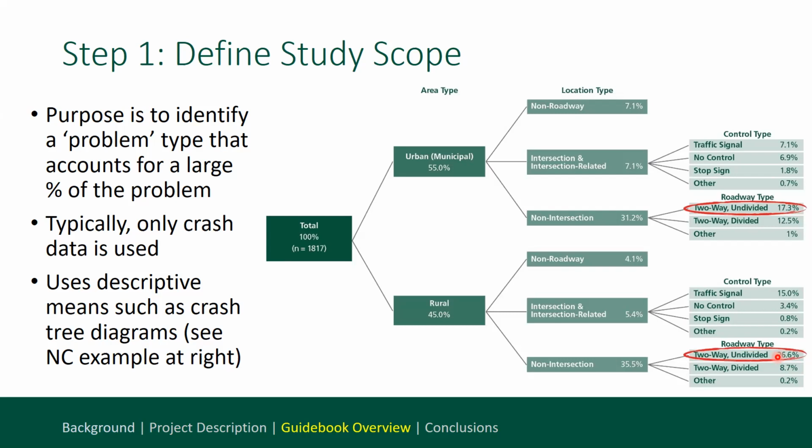So in this case, you use the crash data to define the study scope that accounts for a larger percentage of the problem, which would be a good approach. You can come up with descriptive crash tree diagrams like this, and then you can see that based on this. Now, this high percentage by itself might not be the approach that you take, but this is one of the approaches.